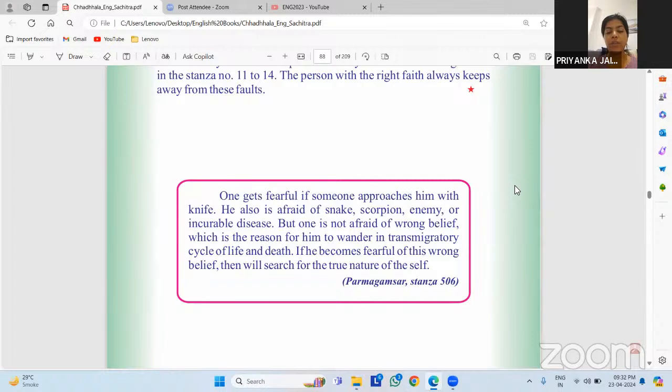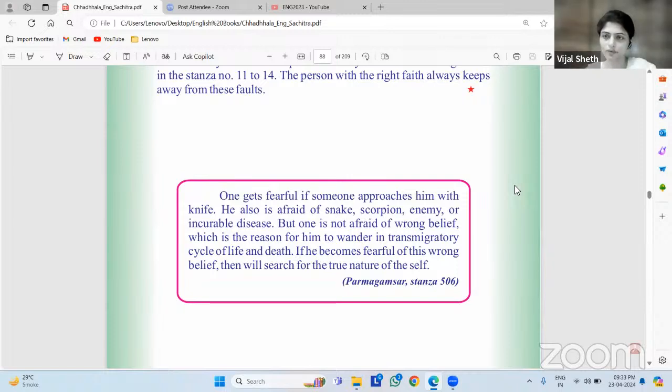One gets fearful if someone approaches him with a knife. He also is afraid of snake, scorpion, enemy, or incurable disease. But one is not afraid of wrong belief, which is the reason for him to wander in the transmigratory cycle of life and death. If he becomes fearful of this wrong belief, then he will search for the true nature of the self. Do we understand?